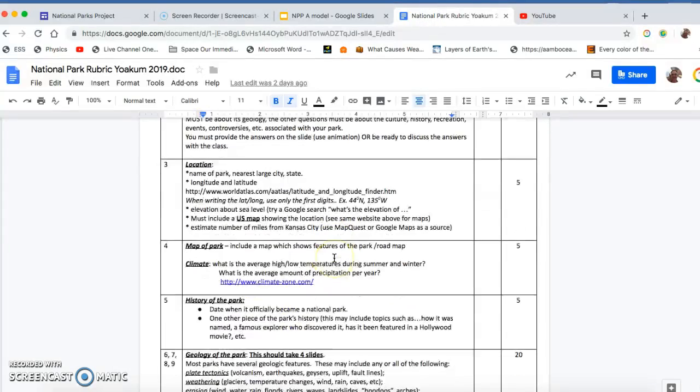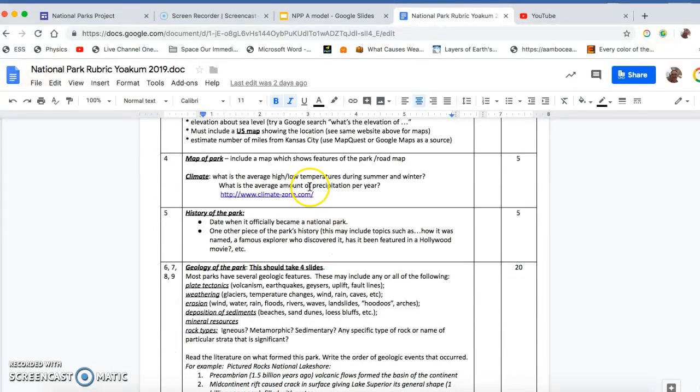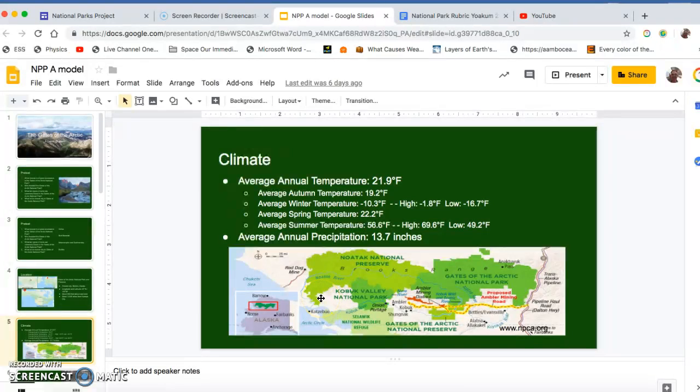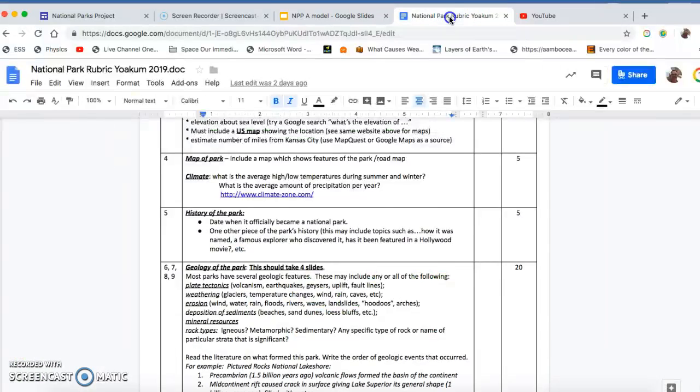Fantastic. Next is a map of the park which shows the features of the park and the road map, and also the climate. This student did a map of the park right there. They also included a more detailed map of the park with information about the climate. So you can see throughout the whole year, average temperatures, highs and lows. That's good. Average precipitation. That is a dry park, by the way.